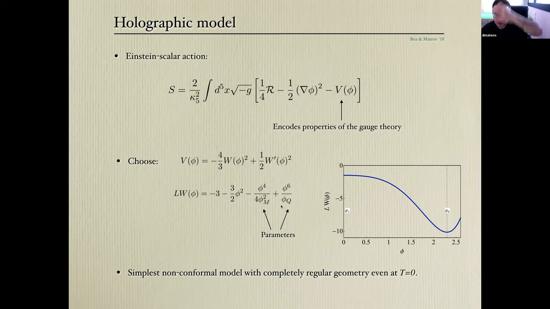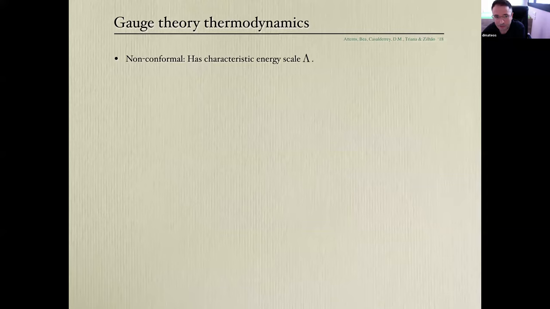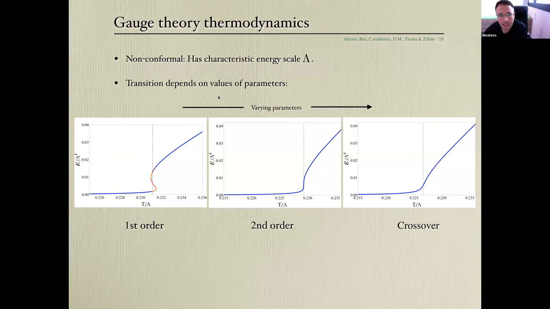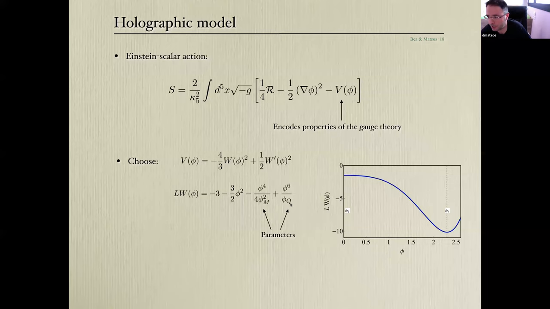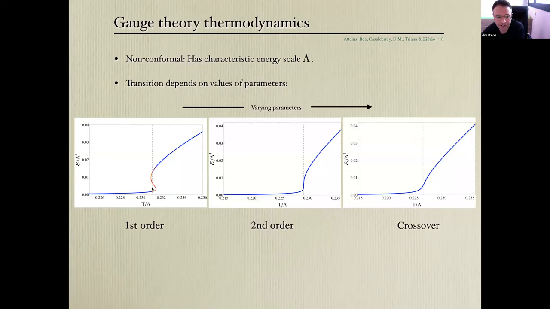Okay, so I'm going to be working with different values of these parameters. Let me make a couple of comments before I dive in. One is that, like I was emphasizing, the theory that I'm interested in describing is a non-conformal theory, because in particular I wanted to have a first order phase transition. So the theory has a characteristic scale Lambda. You can think of Lambda in QCD, this would be Lambda_QCD, for example. And the transition in the gauge theory as a function of temperature depends on the values of these parameters, phi_m and phi_q. As you change those parameters, you change the potential, and that changes the gauge theory. And you can go from a gauge theory that has a first order phase transition, as you see here, in a plot of energy density as a function of temperature.